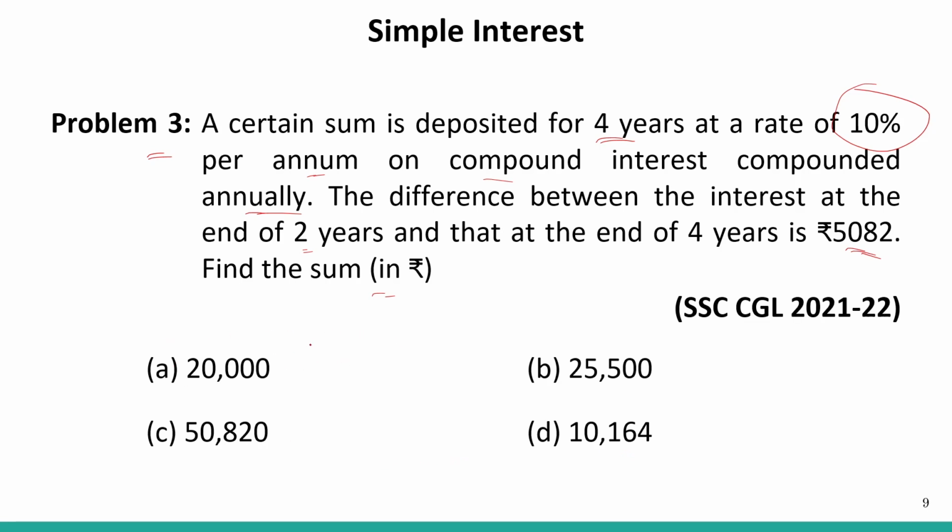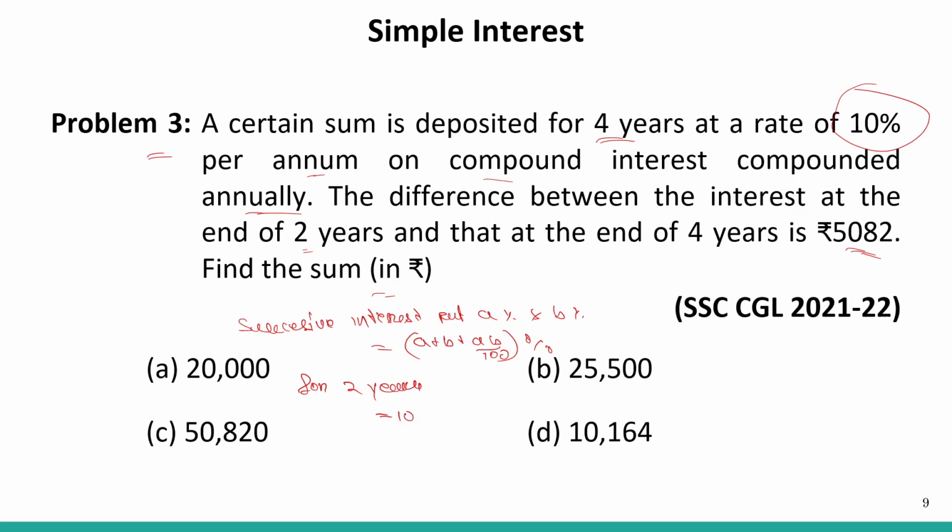We know that the successive interest rate of A percent and B percent is equal to A plus B plus AB by 100 percent, right? So the successive interest rate for 2 years, for 10 percent compounded annually, will be for 2 years.